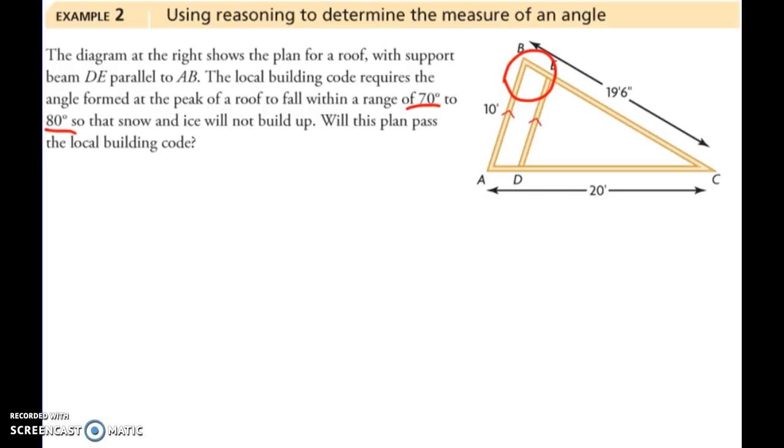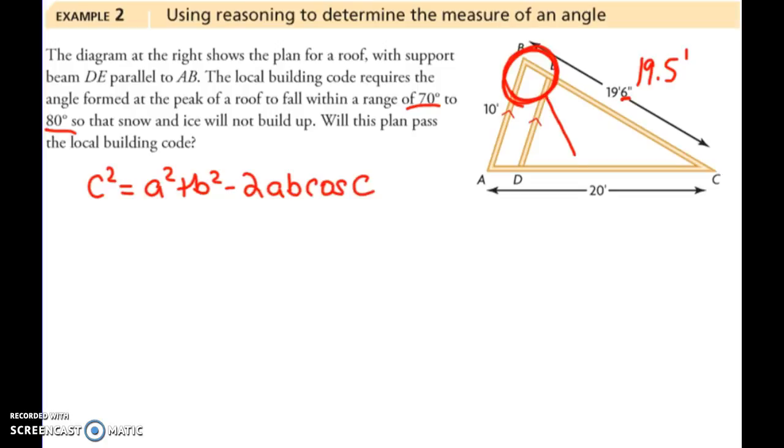So if we look, we've got 10 feet for this side, 20 feet for this side, and this is 19 feet, 6 inches. 6 inches is half of a foot, so we could write this as 19.5 feet. So again, we're using our cosine law. And we want this angle, and this is the side opposite of it. So we will begin with that information.